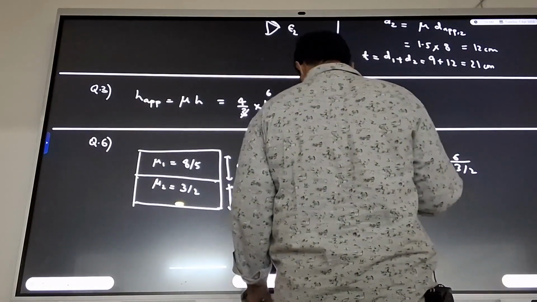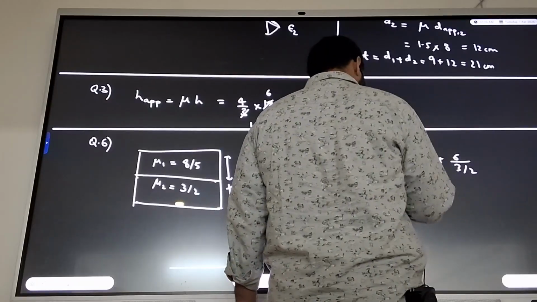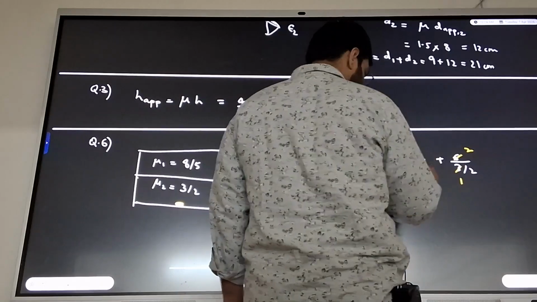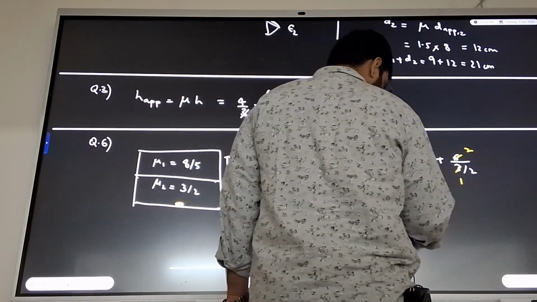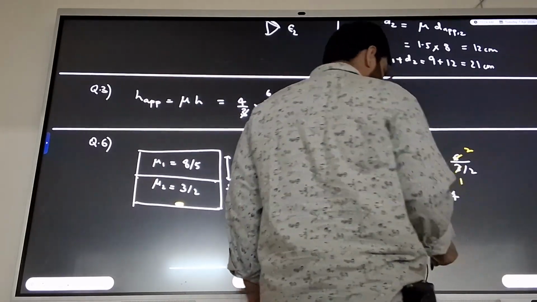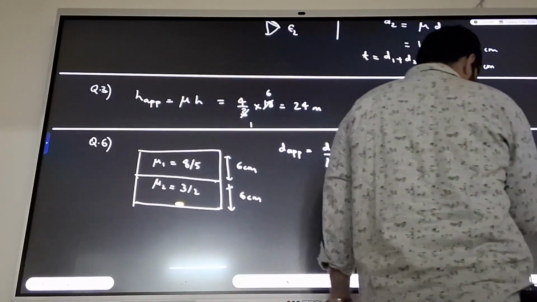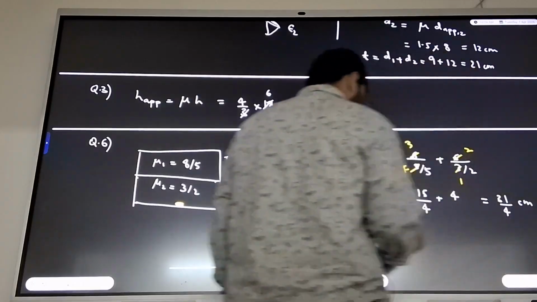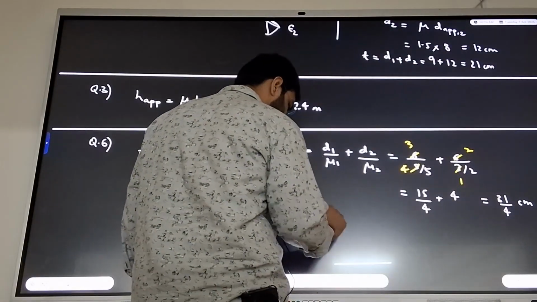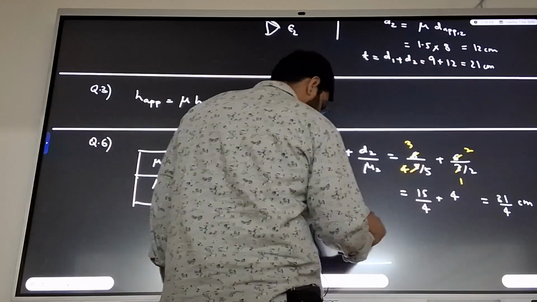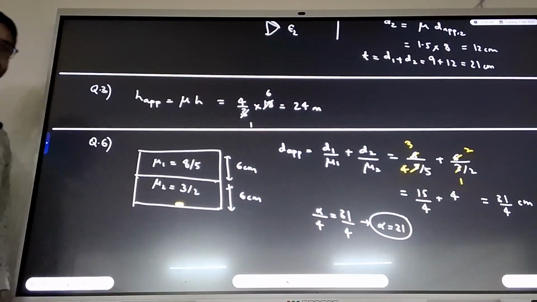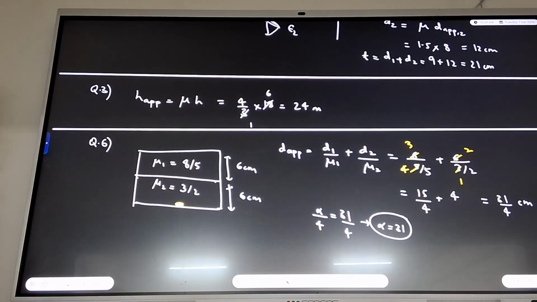I think it will cancel हो जाएगा. 2 3s are 6, 2 4s are 8, 3 1s are 3, 2 2s are 4. And this is something like 15 by 4 plus 4. 4 times 4, 16. 16 plus 15, 31 by 4 centimeters. Then what is alpha? Alpha by 4 is 31 by 4. So that means alpha is equal to 31. Do you get it? Simple, no?